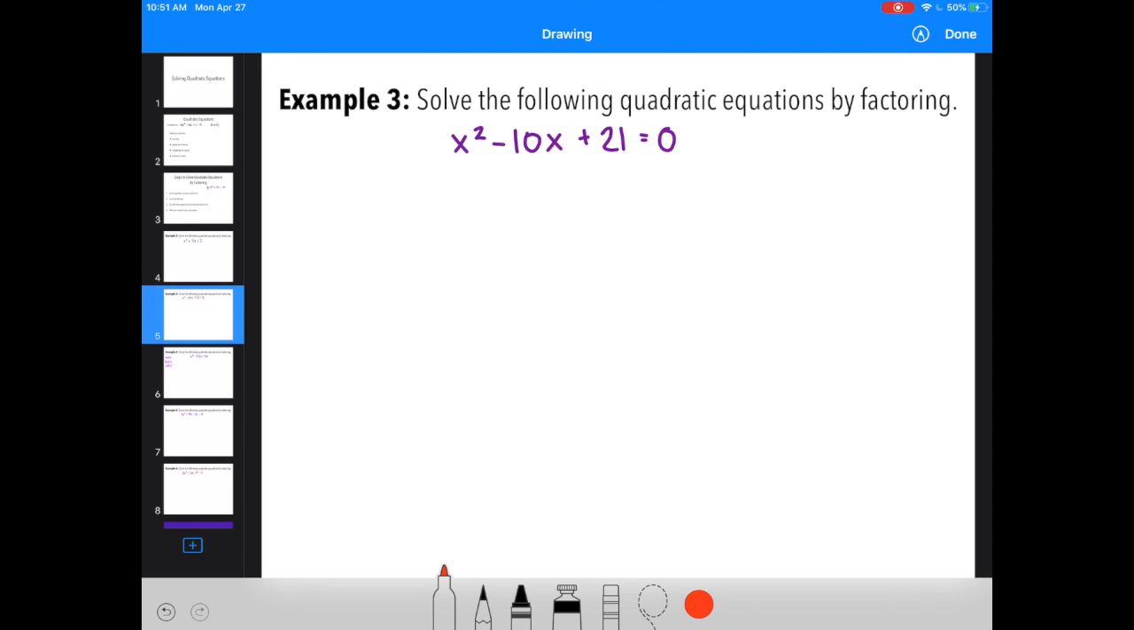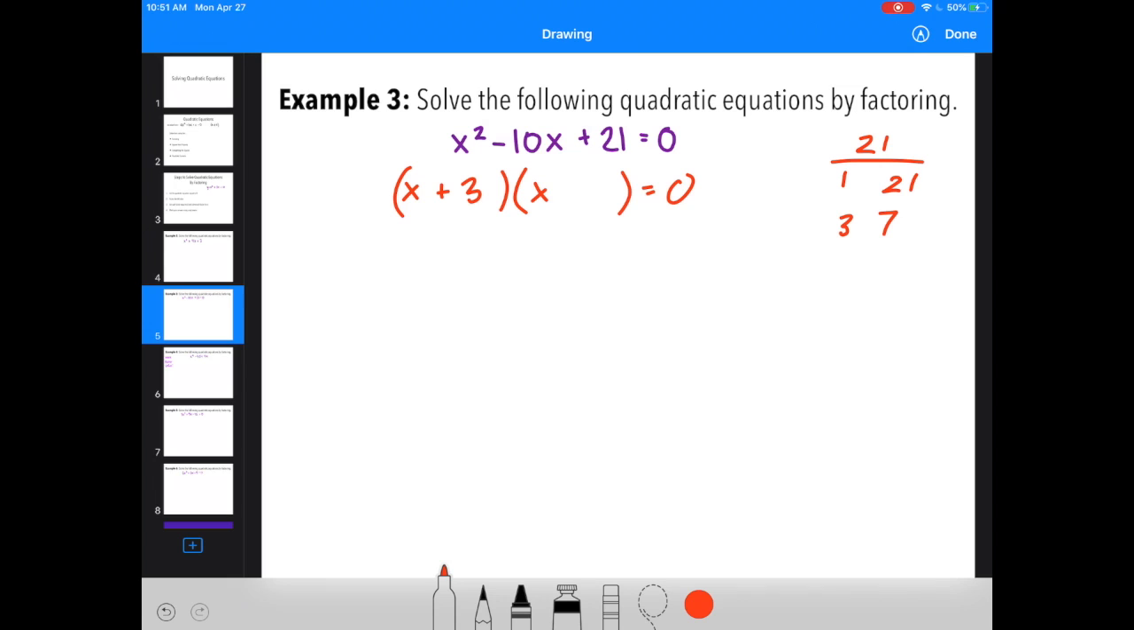I have x squared minus 10x plus 21. All right, I'm in standard form and it's set to 0 already, so I am ready to go. My first step is to factor. So I'm going to have x and I'm going to have x. I've got to figure out what my multiples of 21 are. So 1 and 21, 3 and 7. Can any of those be added together to equal -10?